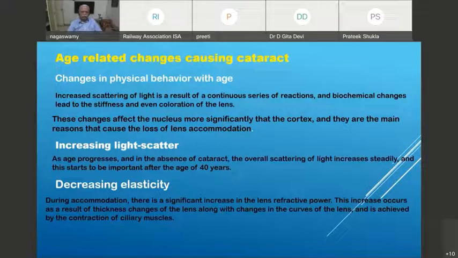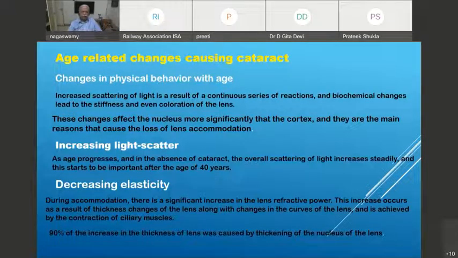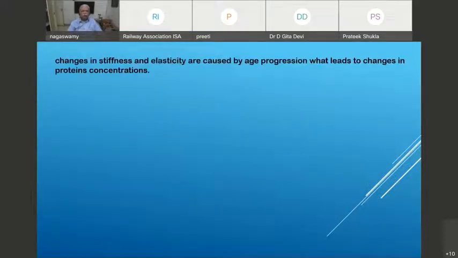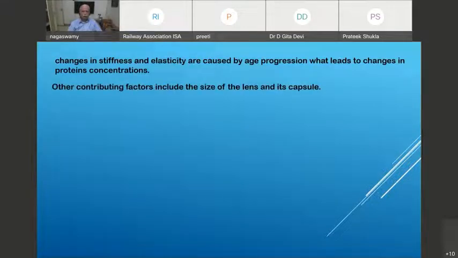This results in increased thickness and changes of the lens. The curvature is altered, so that is why they are not able to have a clear focus on the object. A 90% increase in the thickness of the lens was caused by thickening of the nucleus of the lens. Changes in stiffness and elasticity are progressive, and changes in the protein concentration also happen.